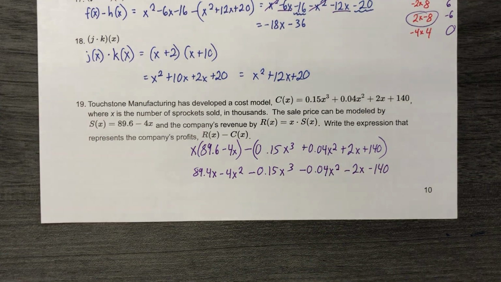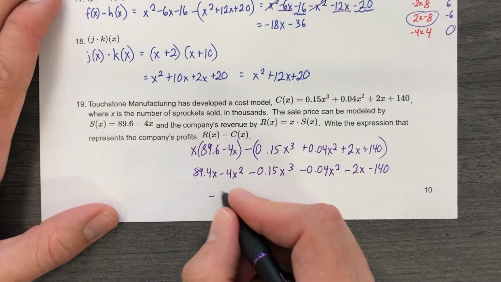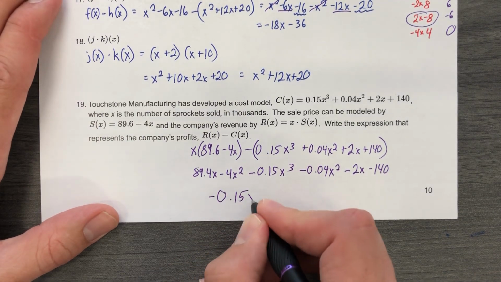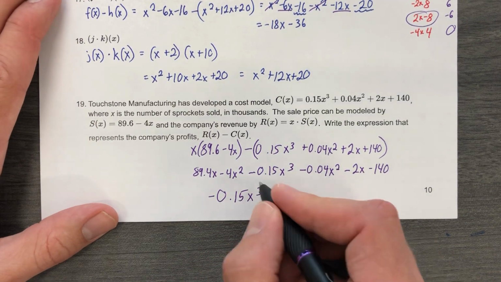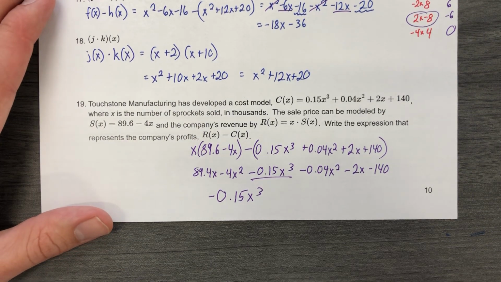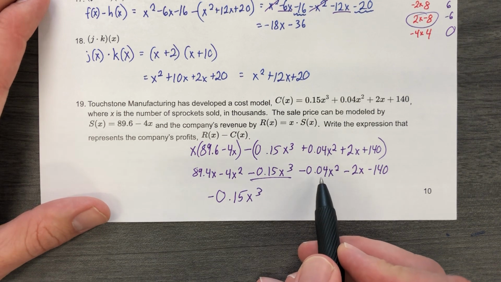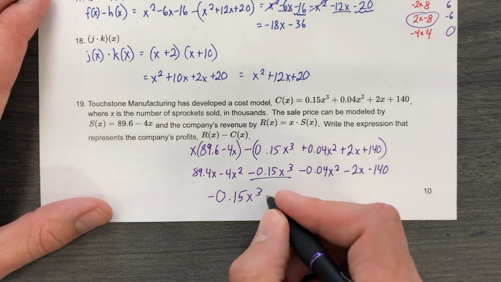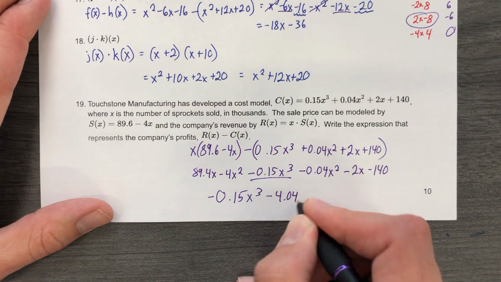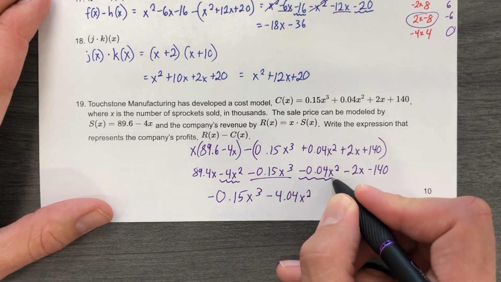We're now ready to put our like terms together. So that is the only cubic term. So that one's dealt with. Now we're going to deal with our quadratic terms, and we're going to have negative 4 minus 0.04, so that's negative 4.04 x squared. That takes care of this one and this one.